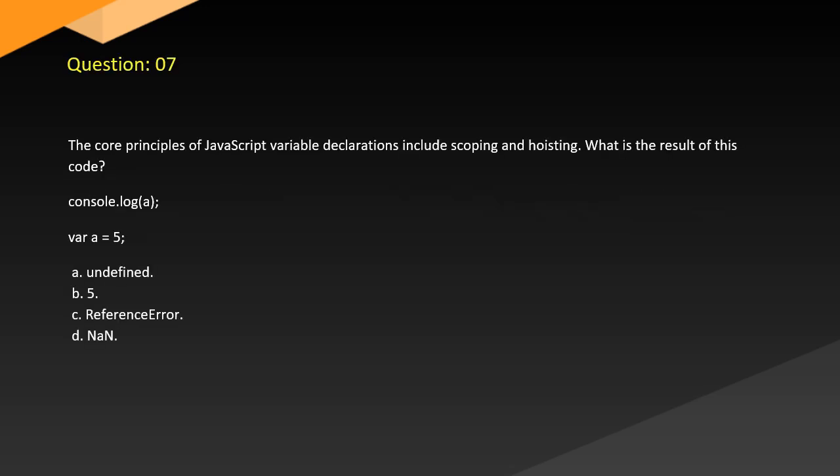Question 7. The core principles of JavaScript variable declarations include scoping and hoisting. What is the result of this code? console.log(a); var a = 5; A. undefined. B. 5. C. ReferenceError. D. None.